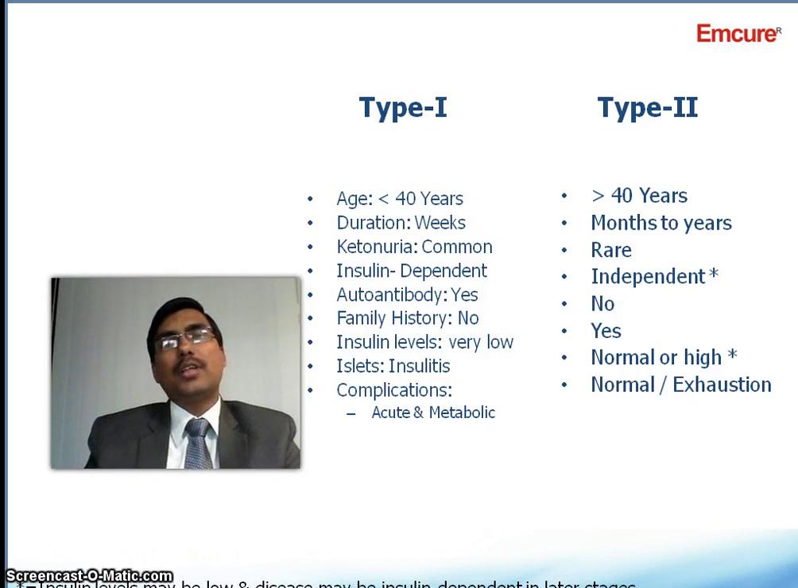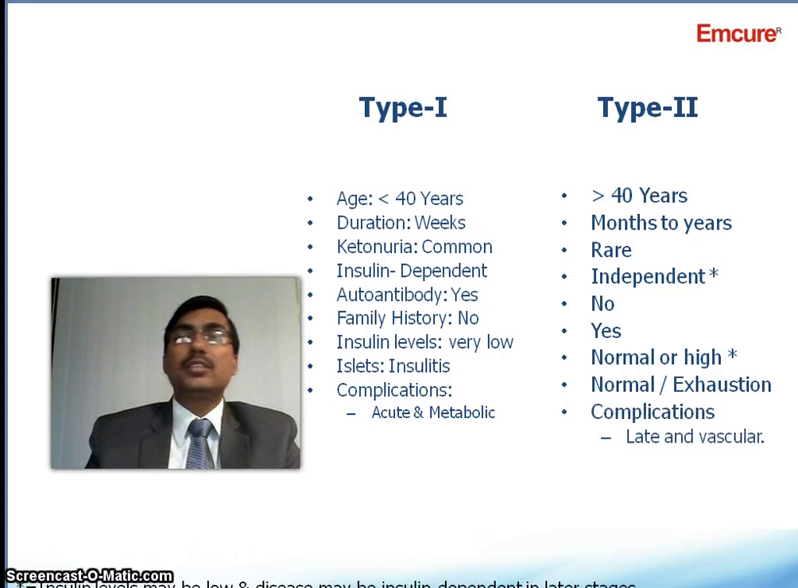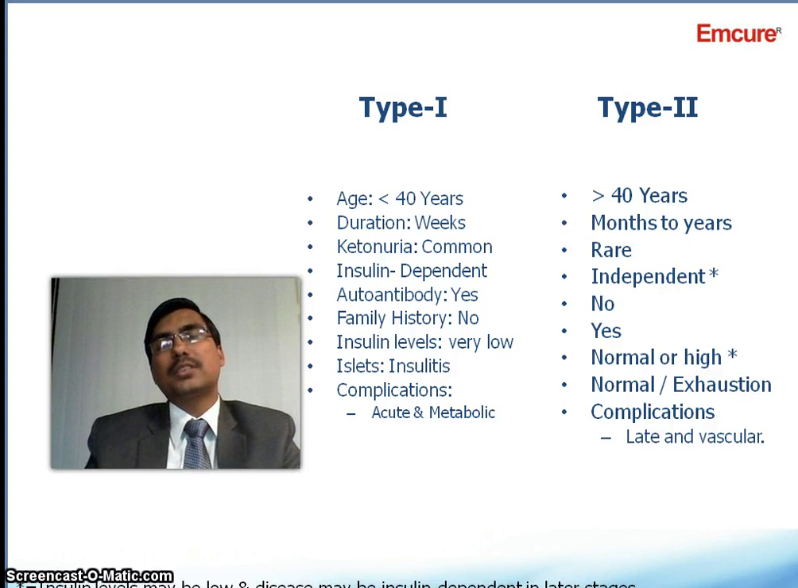Complications in case of type 1 diabetes are acute, and most of the times metabolic, and that is the reason ketonuria is very common. But in case of type 2 diabetes, complications are late and vascular. Vascular means related to blood vessels. In type 2 diabetes, more often it has been observed that blood vessels get damaged.